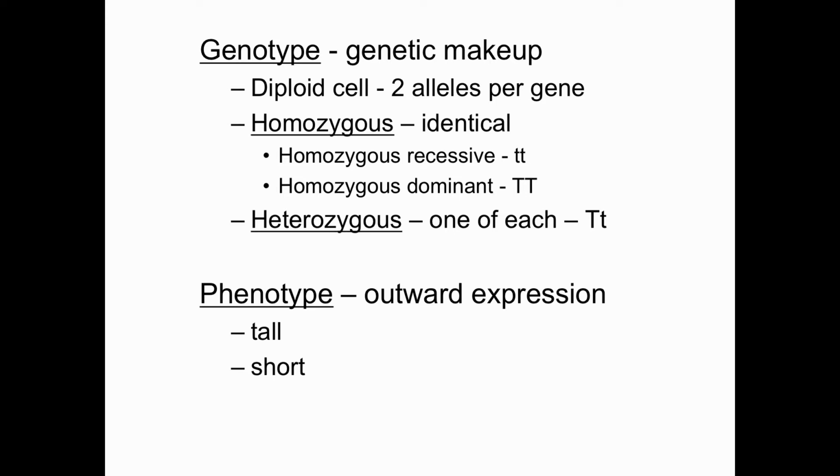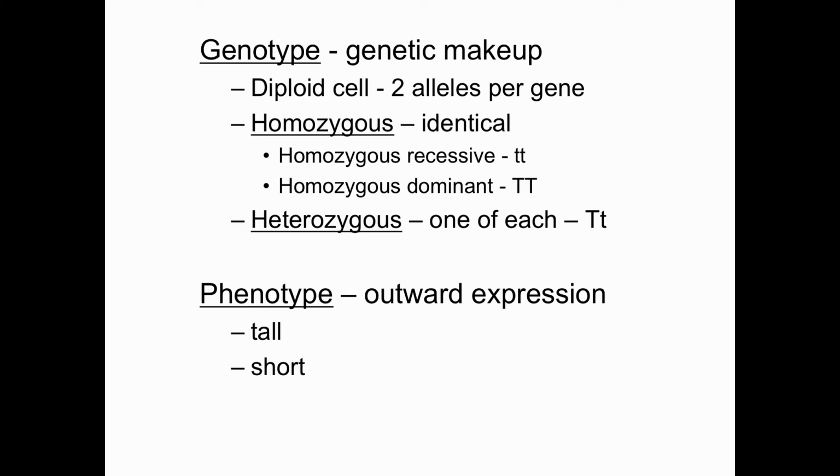If we inherit 2 alleles, 1 from each of our parents, they can be the same, in which case we would say we are homozygous for that trait. Homo meaning same. So homozygous means that the alleles that you inherit are the same. They are either both dominant or both recessive. Dominant and recessive genes are represented by capital letters and lowercase letters. The dominant genes are represented by capital letters, and the recessive genes are represented by lowercase letters.